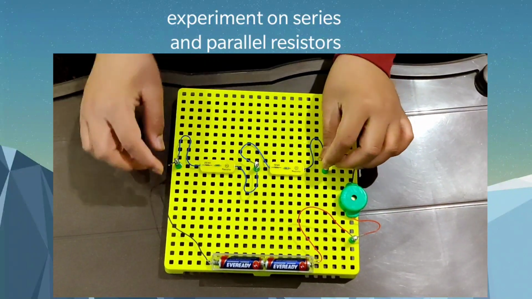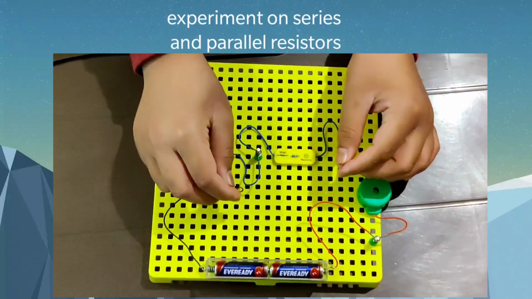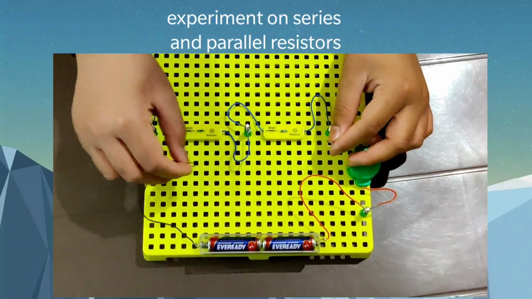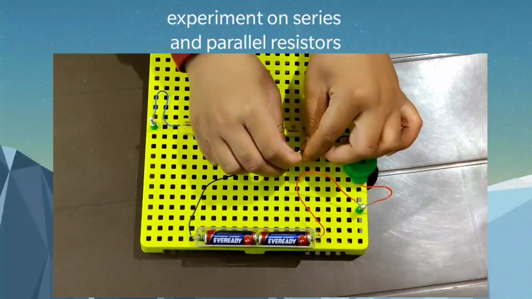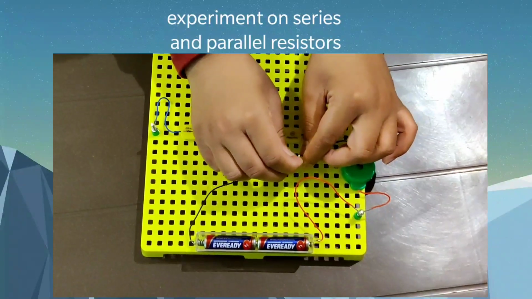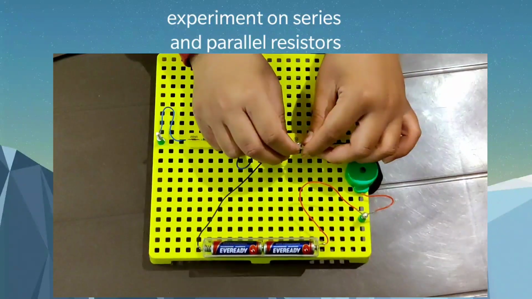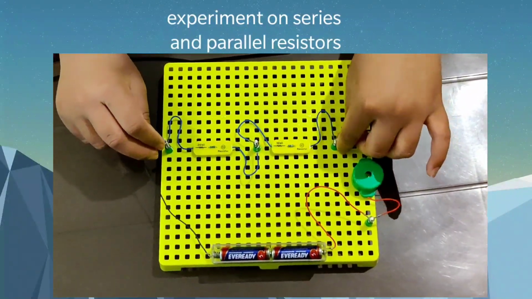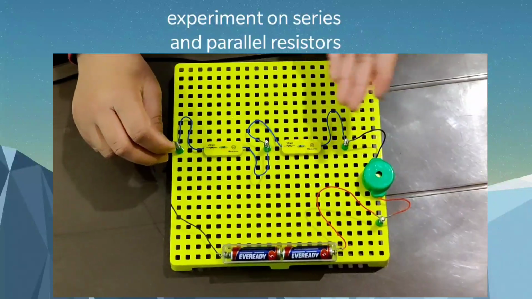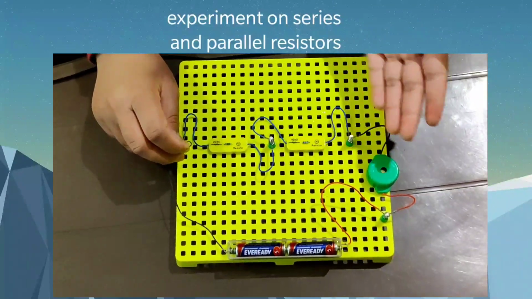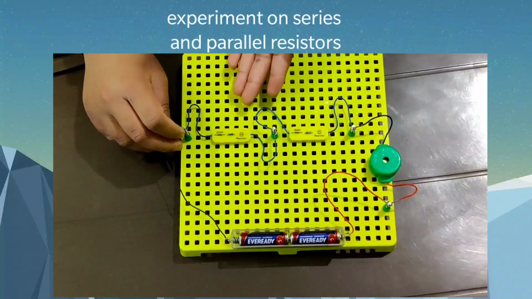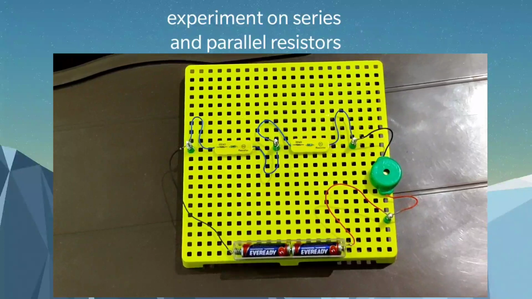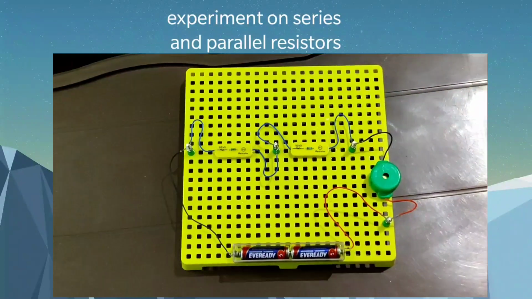So now I will first show you how the voice comes when I don't connect any resistor. As you can see, the voice is very loud. Now I will show you how the voice comes when I connect it through a series combination. You can notice that the voice is less loud than before.